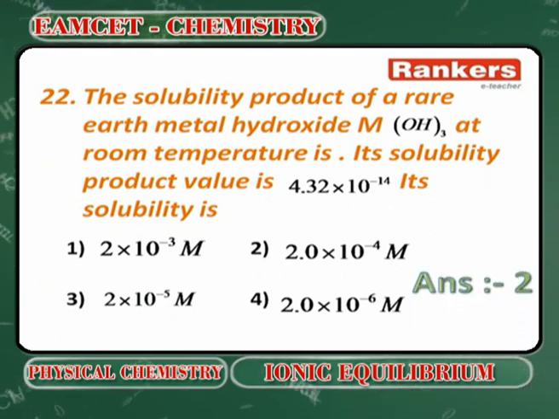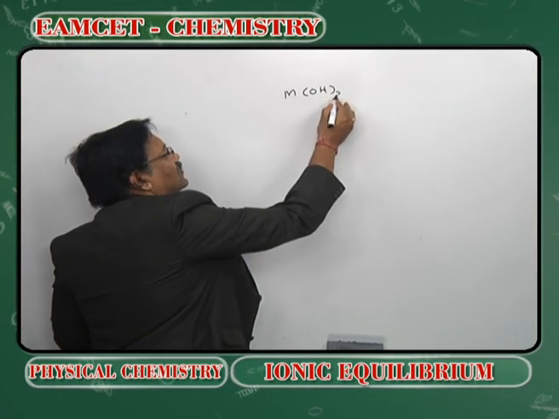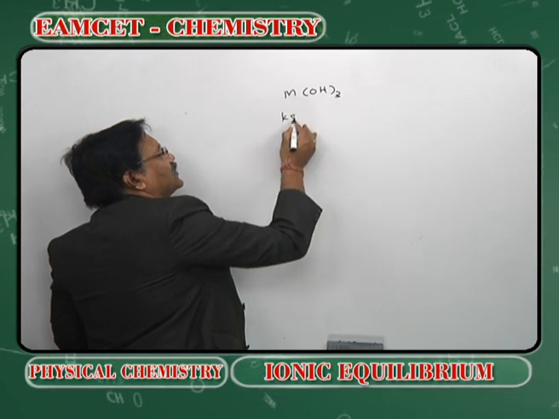The solubility product of a rare earth metal hydroxide at room temperature is given as 4.32 into 10 to the power minus 14. For M(OH)3, what is the expression for Ksp?